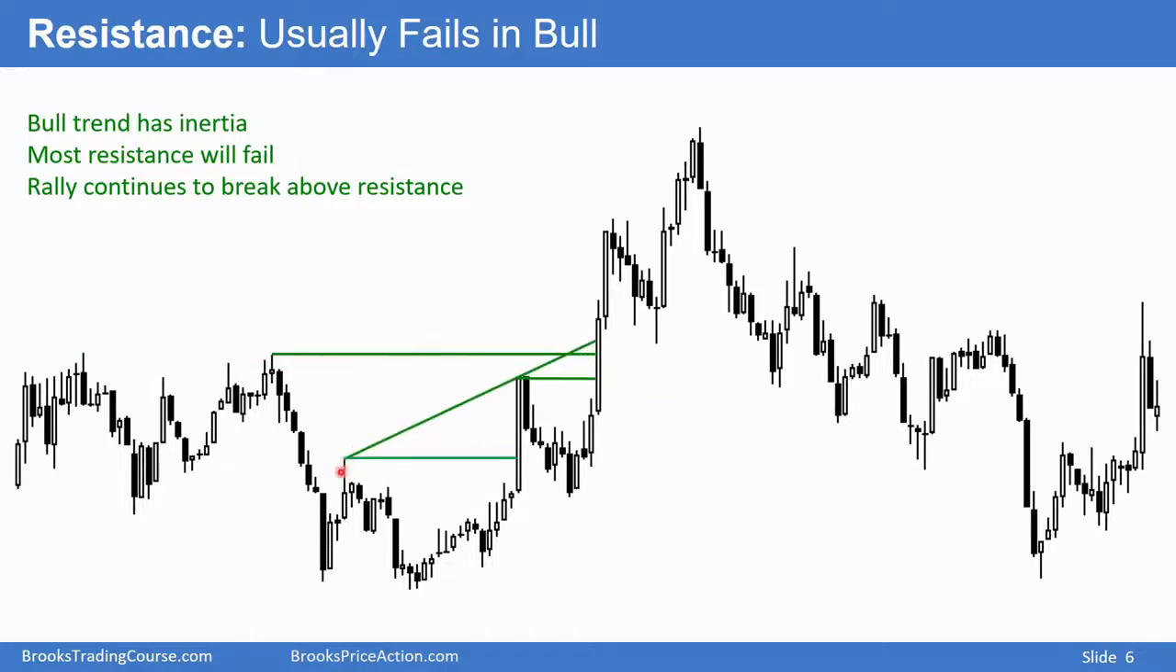Maybe it's forming a wedge top. We have one reversal down, a second reversal down. That allows us to draw a line. Maybe it will reverse down at the line. No. The top of the channel, potential channel, it failed, and the market broke strongly above it.